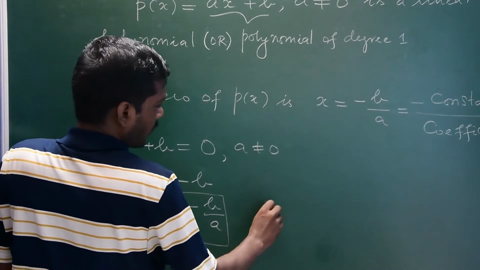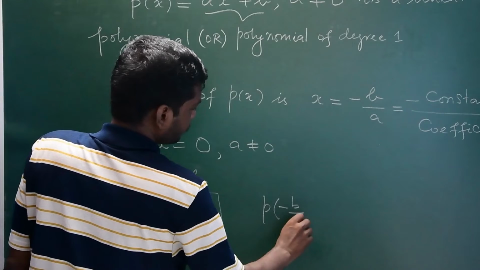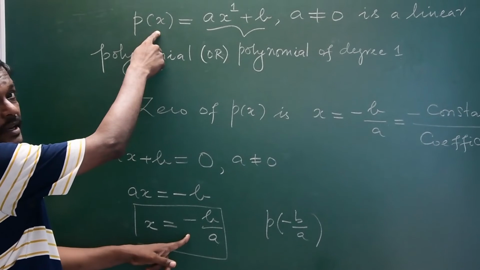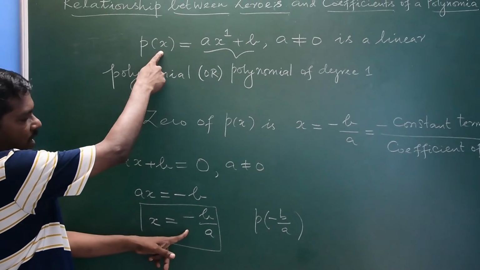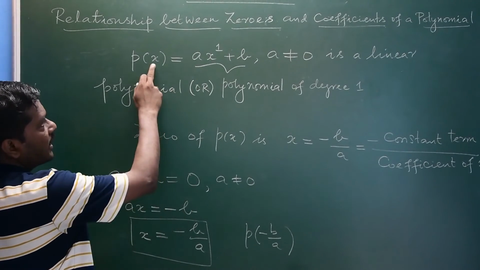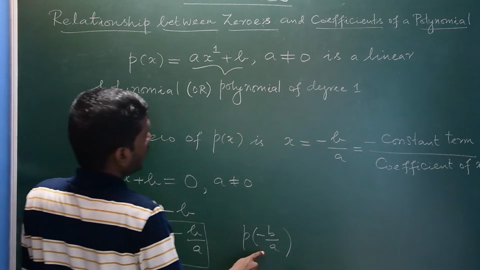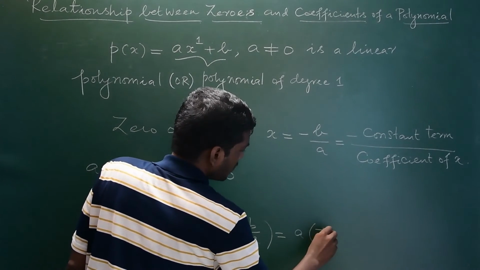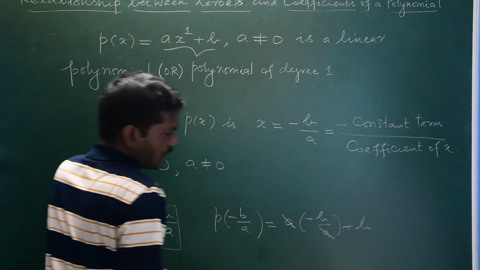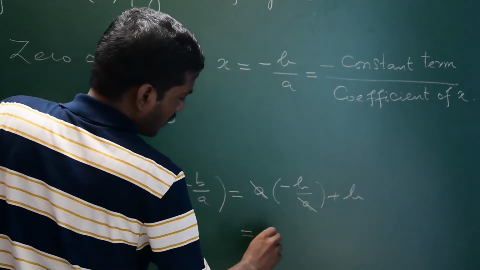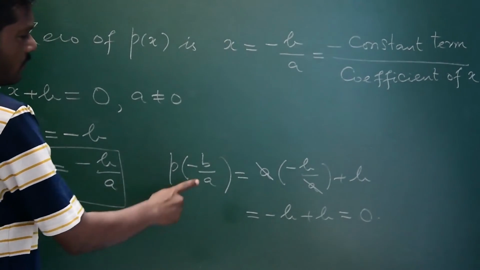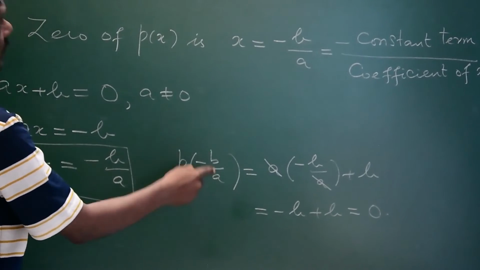And you can verify. Now p of minus b by a. You substitute x is equal to minus b by a here to see that the value of the polynomial at the point minus b by a is 0. So we get a times minus b by a plus b. A gets cancelled, so we have minus b plus b, which is equal to 0. So that is the zero of the polynomial.